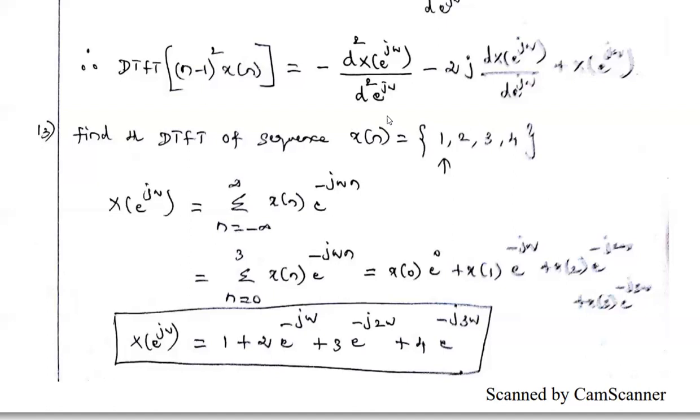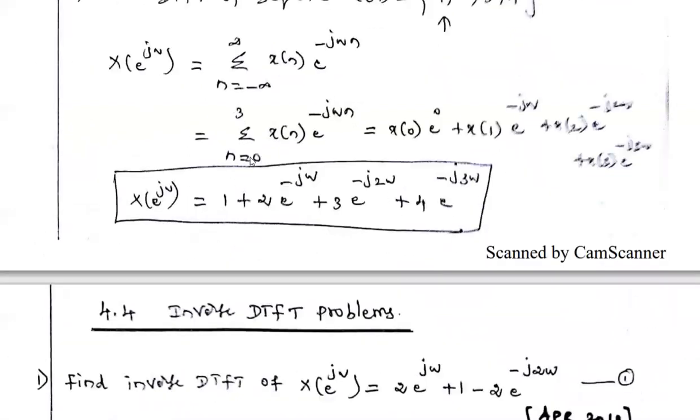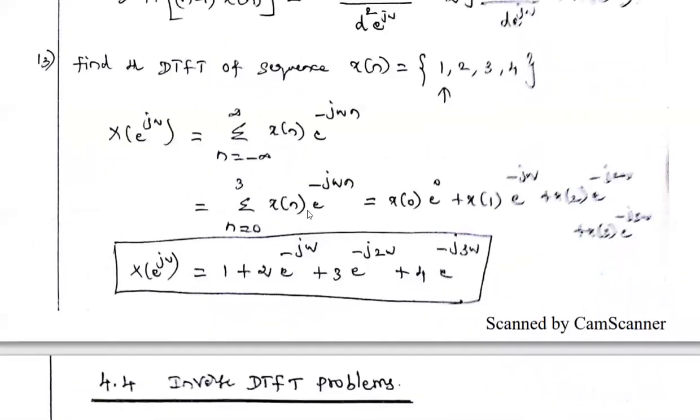Now the given x of n has only 4 samples. These 4 samples are available at n equal to 0, 1, 2 and 3. So x of n is available between n equal to 0 and n equal to 3. That's why we restrict the summation limit to n equal to 0 to 3 of x of n e power minus j omega n.